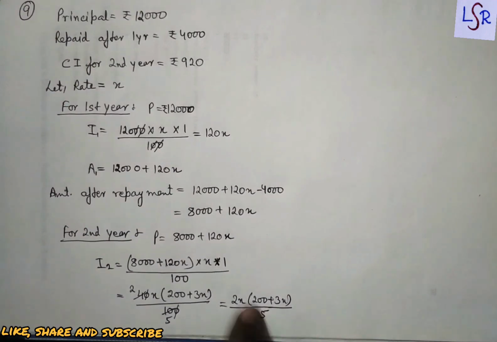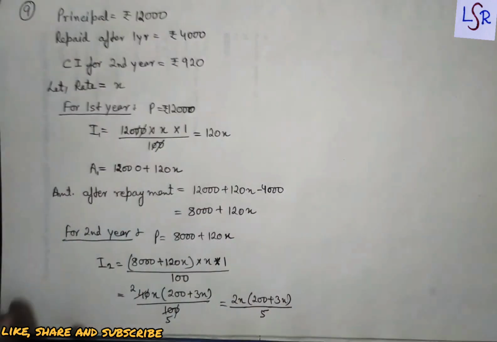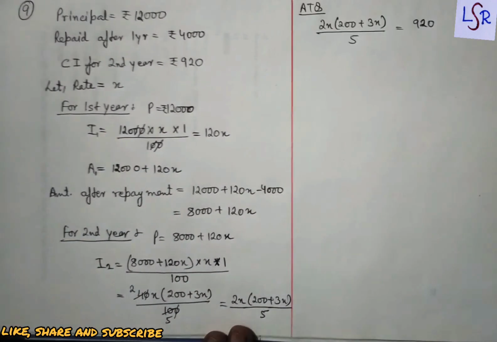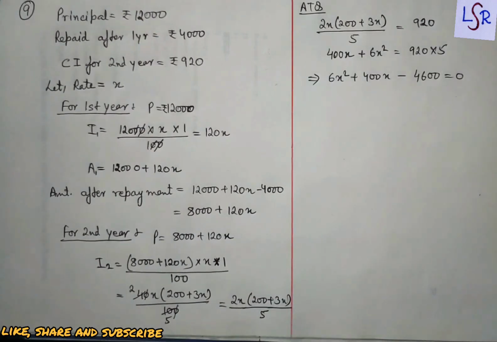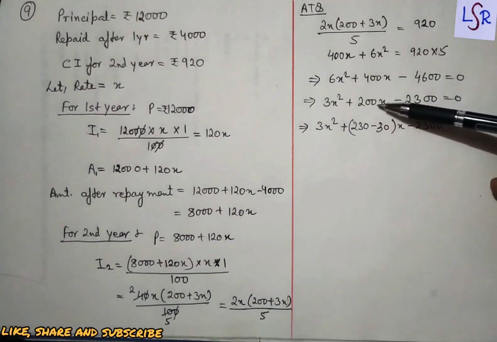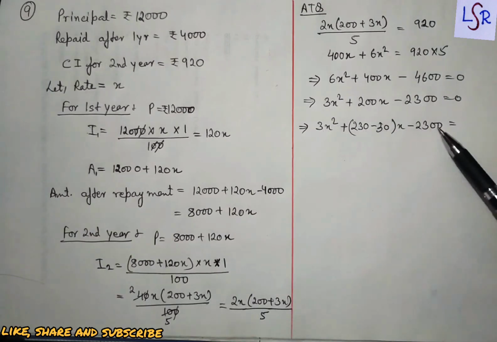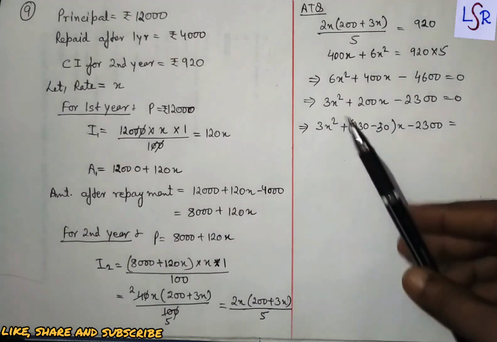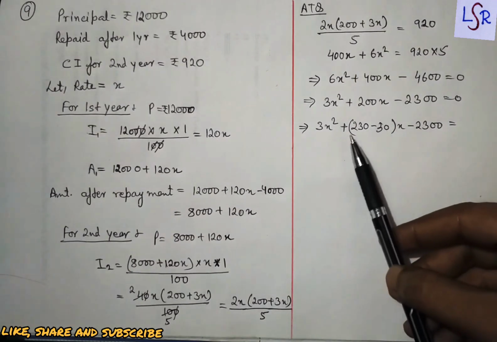That is equal to 920. So we are going to equate these two. Now we'll be solving for x, and here we get a quadratic equation, which can be further divided by 2. Now we have a quadratic equation and split this 200 as 230 minus 30. We have multiplied these two and then made factors, in which when we multiply these two we get the product of these two, and we solve it to get this one.